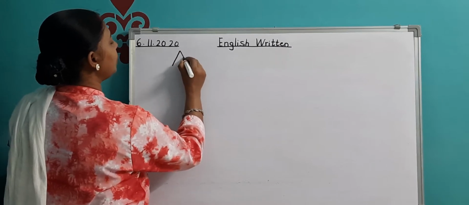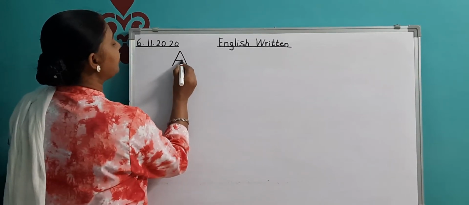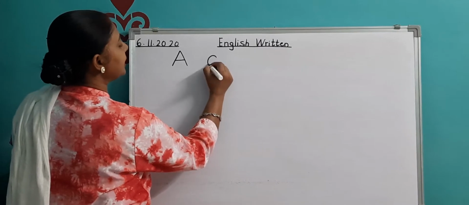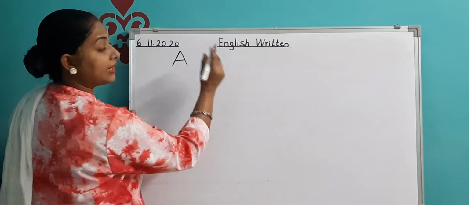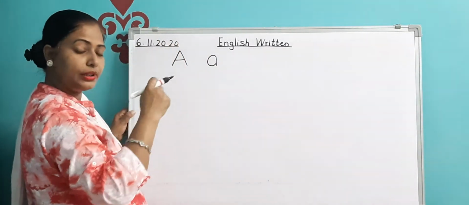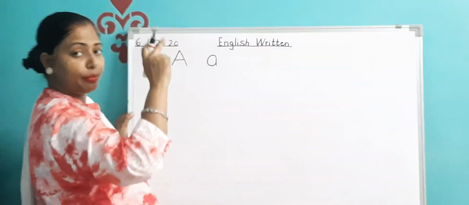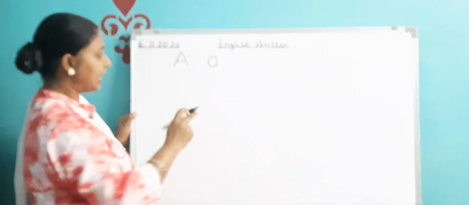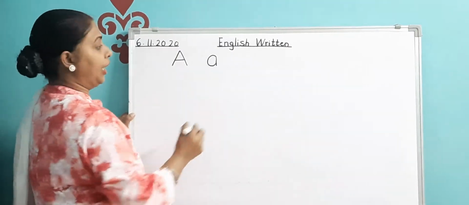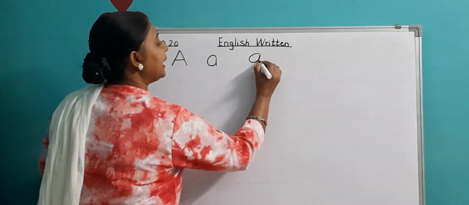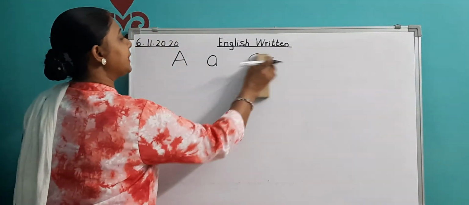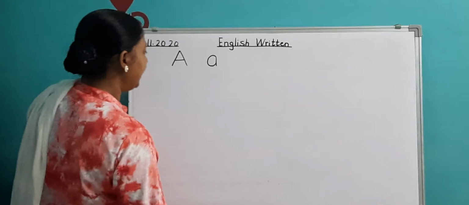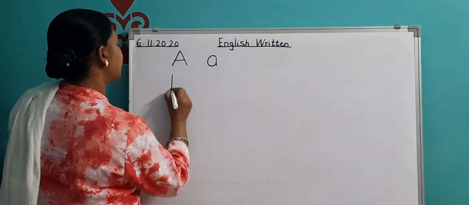So this is capital A and this is your small a. How do you write small a? You make a semicircle and on the same line, without lifting up your pencil, you go up and then come down like this. You are not going to make a tail like this. This is wrong. Always remember this. Don't make a tail.